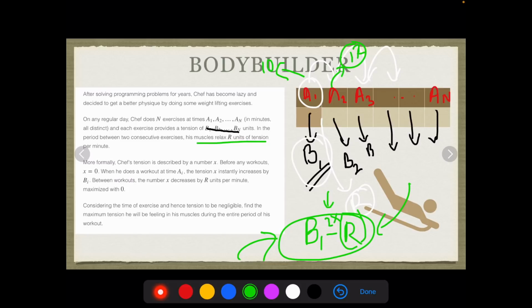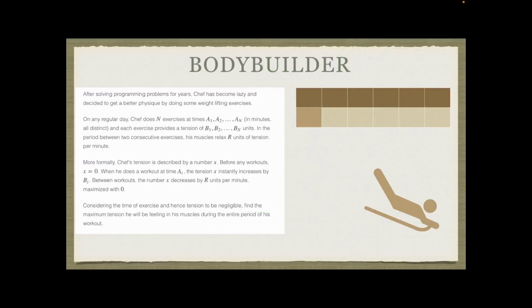Now, considering the time of the exercise and hence tension to be negligible, find the maximum tension he will be feeling in his muscle during the entire period of the workout. Now, here you will also have to maximize something. You will have to maximize the tension. Like at which point of time you are feeling the maximum tension. What is the value? Find the maximum tension. Now remember, we have to find the maximum. So we can do that simply by creating a max variable and then checking, after every exercise, whether the current tension is the maximum.